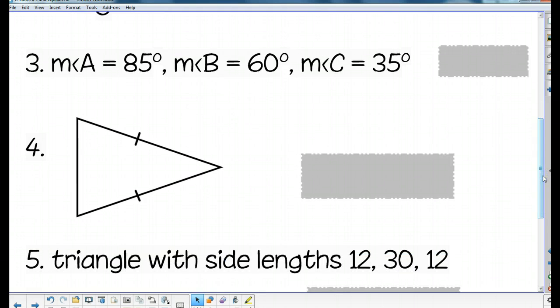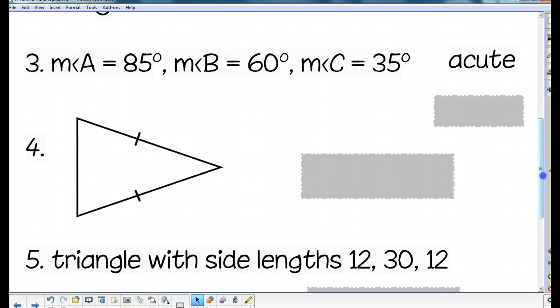Number 3. Louis. No, I gave you angles. Pick one of the ones with angles. Acute, right, or obtuse? Yeah, acute. Less than 90, less than 90, less than 90. Those angles are so small.